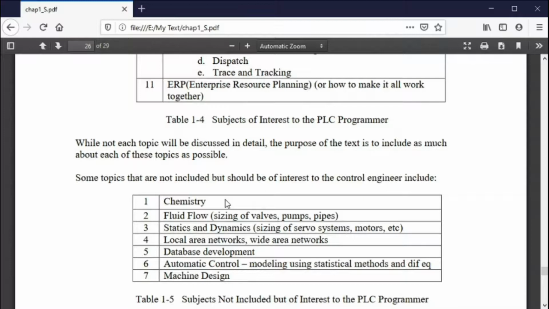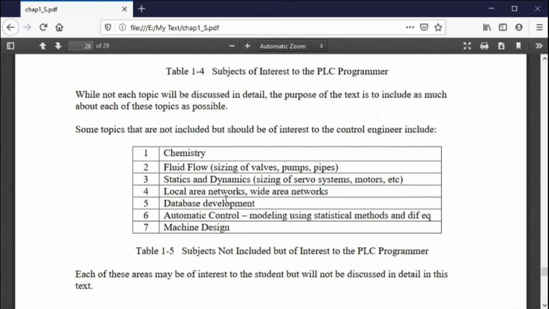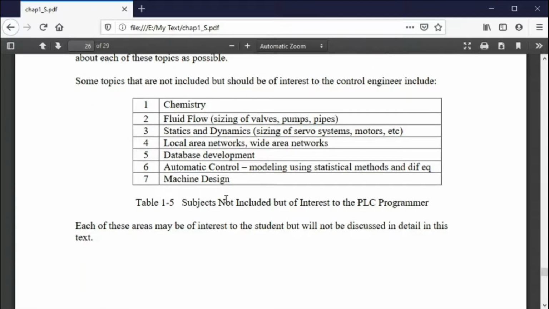Statics and dynamics. Local area networks, wide area networks. Database. Automatic control. Modeling using statistical models and differential equations. Machine design, so designing of a machine, how you would put a machine together. All those are topics that rub up to, but we don't actually talk about in this course, but they are necessary to an extent if you're going to do this work in the real world.